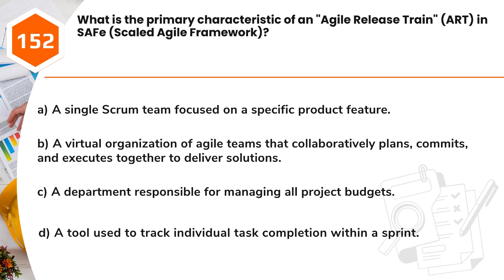Question 152. What is the primary characteristic of an Agile release train, ART, in SAFe, Scaled Agile Framework? A. A single Scrum team focused on a specific product feature. B. A virtual organization of Agile teams that collaboratively plans, commits, and executes together to deliver solutions. C. A department responsible for managing all project budgets. D. A tool used to track individual task completion within a sprint.